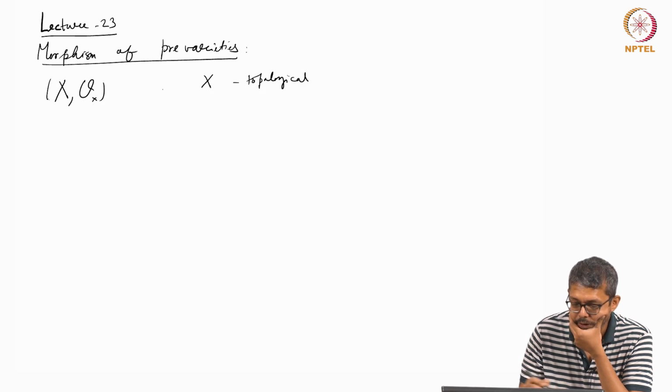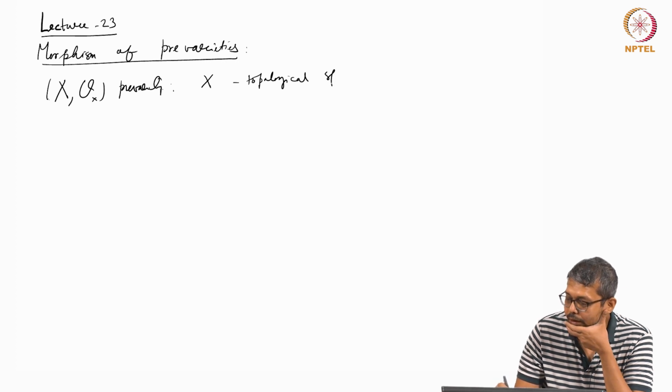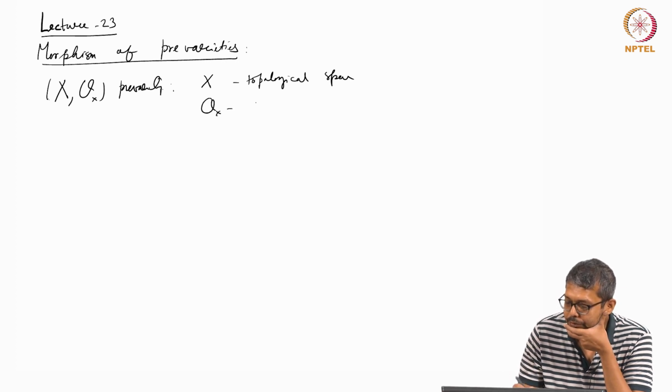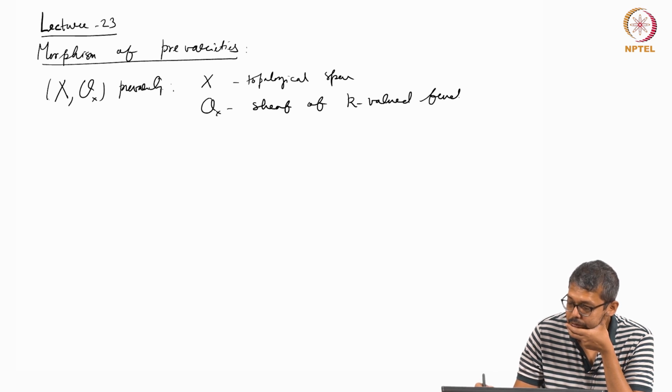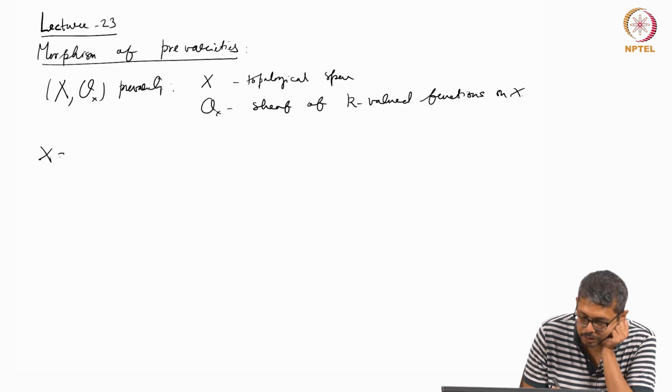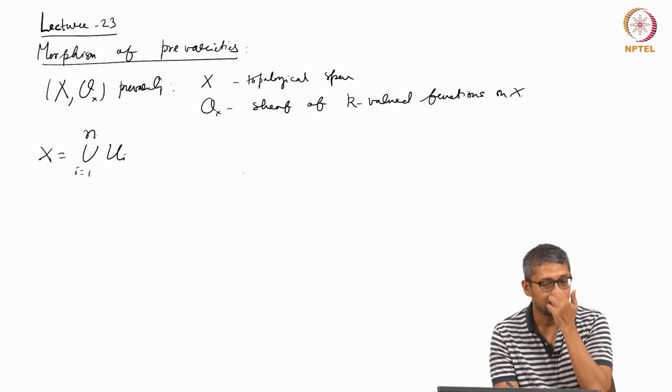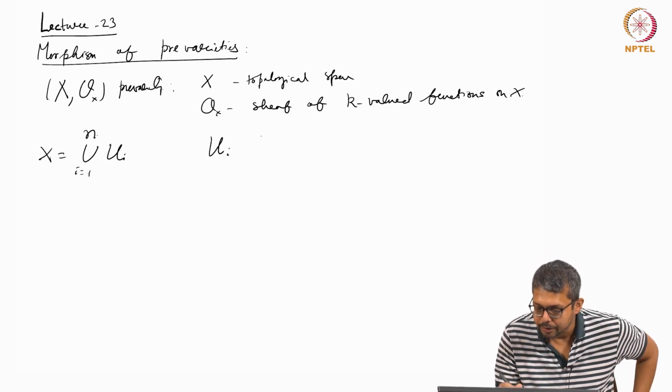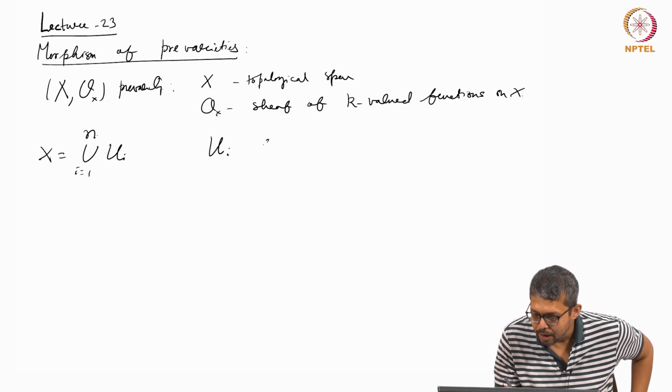Recall, this is the definition. So you call it a pre-variety. X is a topological space, and over X is a sheaf of k-valued functions on X, such that you can cover X by a finite open cover, U_i, i equal to 1 to n, and these U_i are affine varieties.